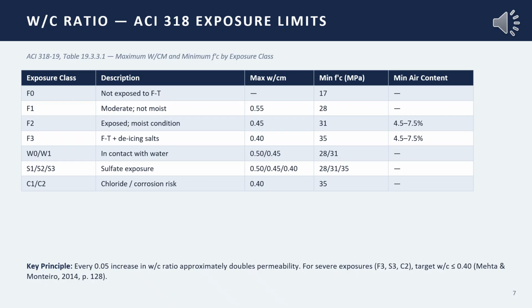So let's look at ACI 318 exposure classification system because this is the starting point for any durability design. ACI 318 uses four letters: F for freeze-thaw, S for sulfate, W for water contact, and C for corrosion risk, with numerical subclasses from 0, which means not applicable, to 3, which means very severe.